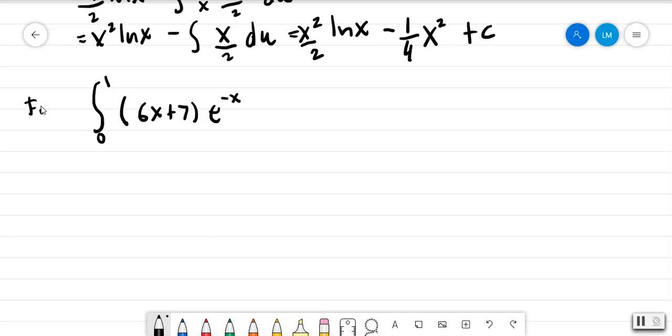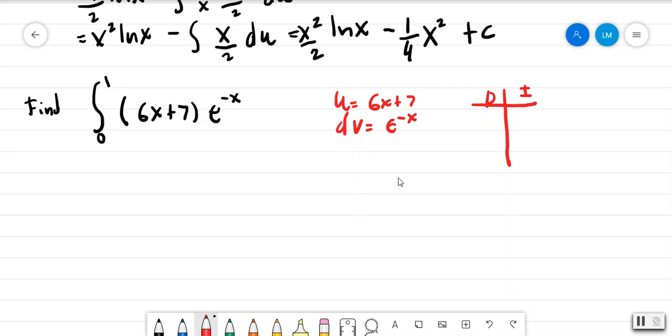So let's say that we're just trying to find the area that corresponds to this. So we just have to pick our u. So u would be 6x plus 7. dv is equal to e to the negative x. So what that does is it tells me that when I set up my table, the first layer is 6x plus 7. The second layer is 6, then 0.